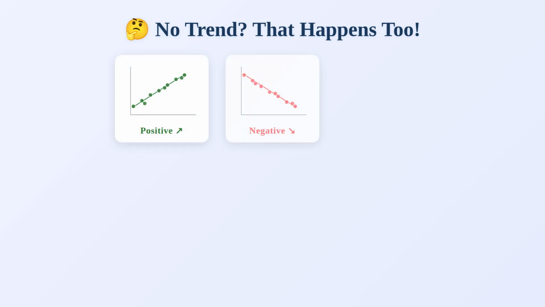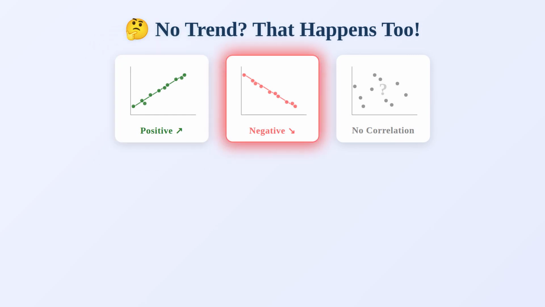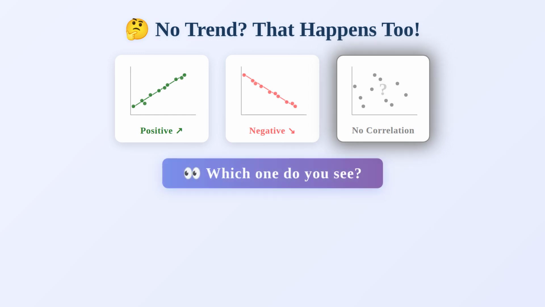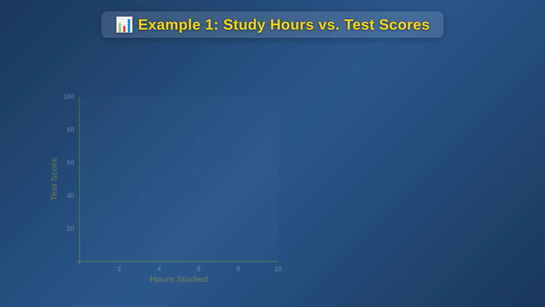But wait, sometimes the dots are just scattered all over the place with no clear pattern going up or down. That means there's no correlation, no relationship between the two variables. For example, does your shoe size affect your math test score? Probably not. The dots would be totally random. Maya learned that just because two things are on a scatter plot doesn't mean they're connected. That's an important lesson in data. Always look before you conclude.